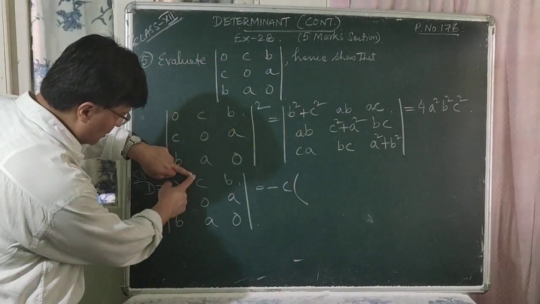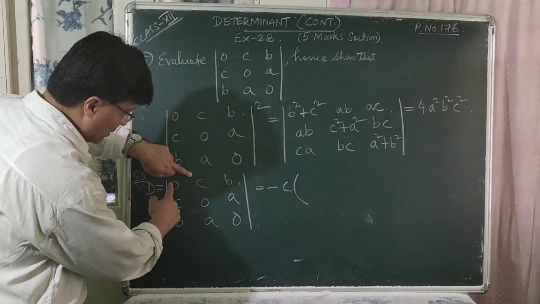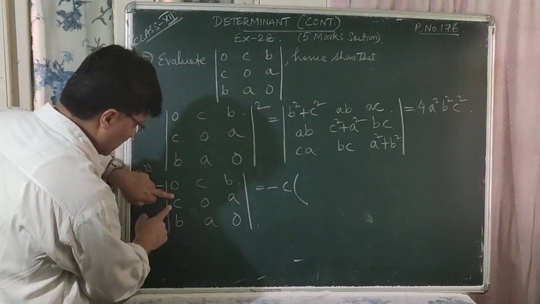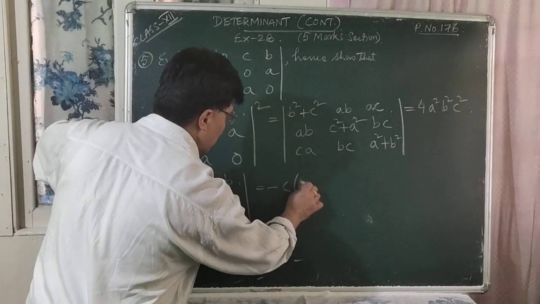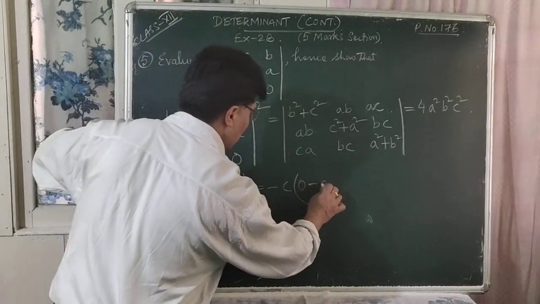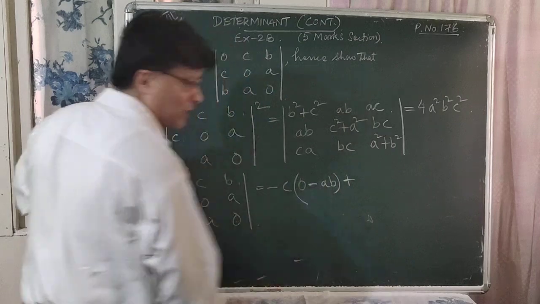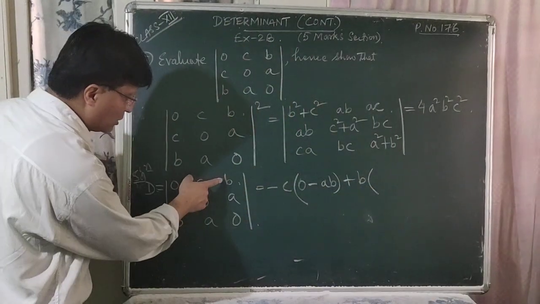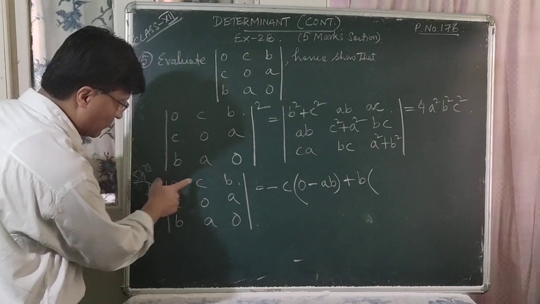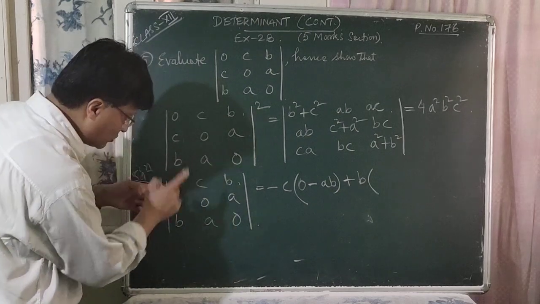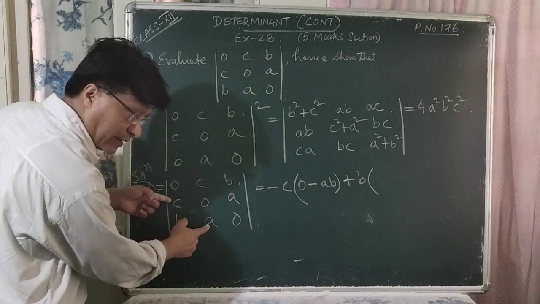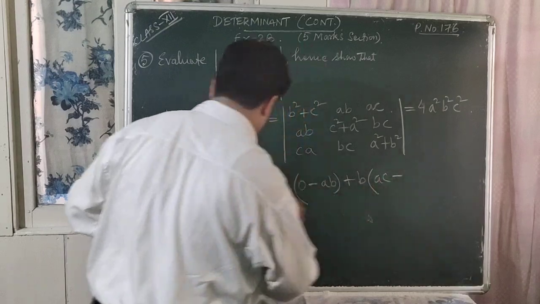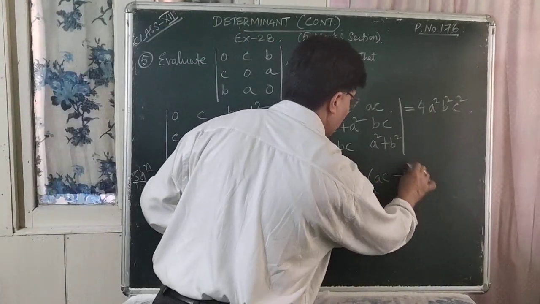Now delete the row and the column through that element. First row and second column are deleted. What remains? c, a, b, 0. Now cross multiply: c into 0, 0, minus a into b is ab. Then plus b. Again, you have to delete the row and the column through this element. That is, first row and third column are deleted. What remains? c, 0, b, a. Now cross multiply: c into a, ac, minus 0 into b is 0.